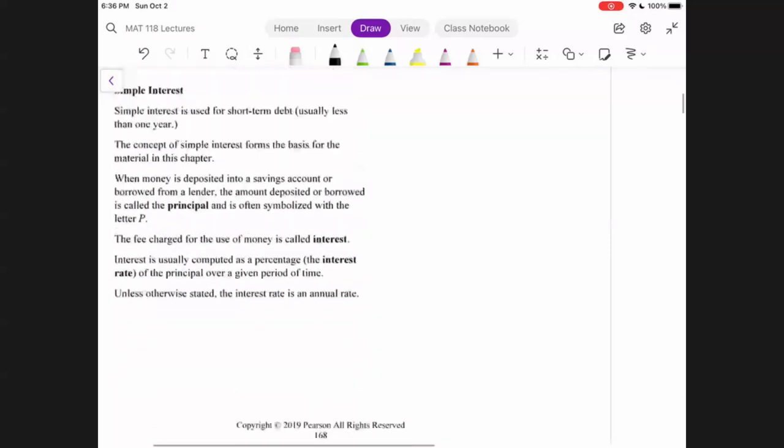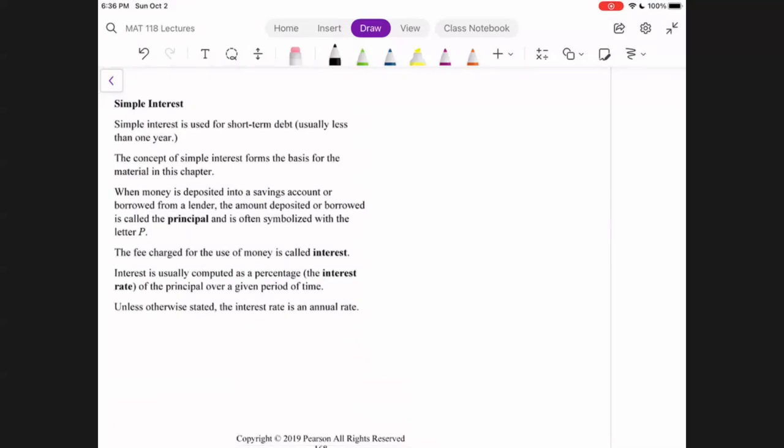So the first thing we'll talk about is simple interest. And this is usually for short-term debt. The concept of simple interest will be talked about in 3.1. So when money is deposited into a savings or borrowed from a lender, the amount deposited or borrowed is called the principal. And usually we denote that with a P. And then the fee charged for the use of money is typically the interest. Interest is usually computed as a percent of the principal over a given time period. Right? And unless otherwise stated, the interest rate is an annual rate.